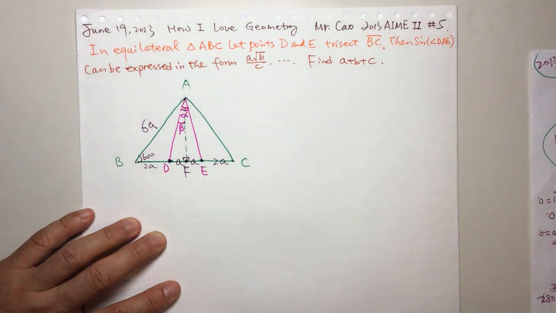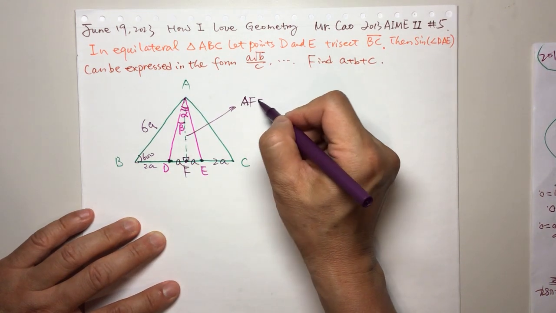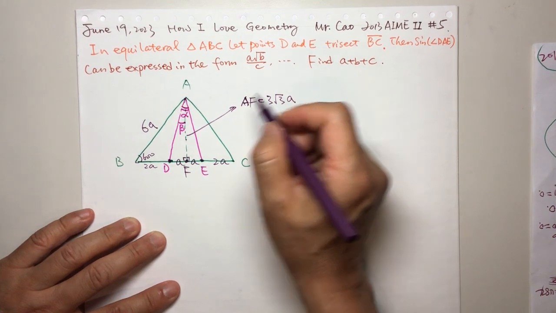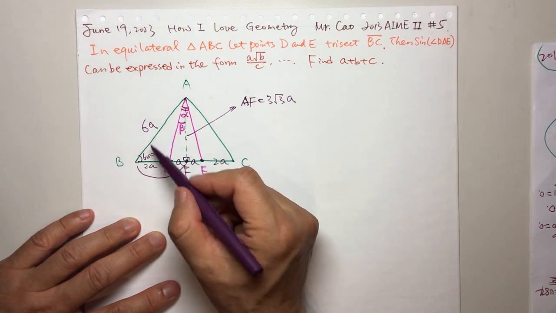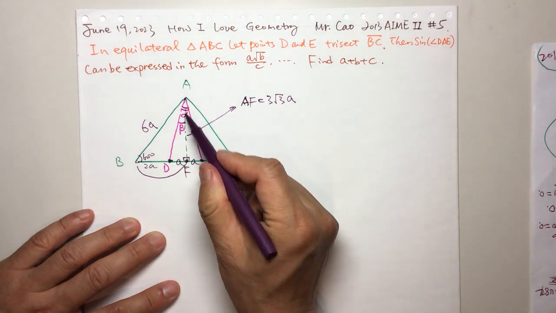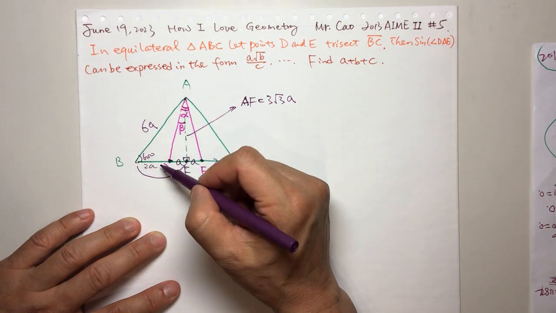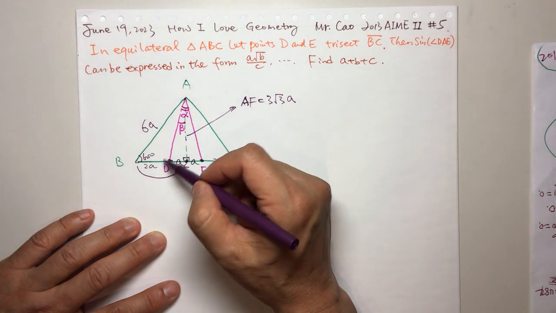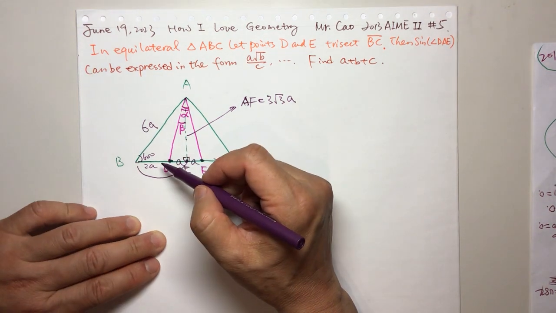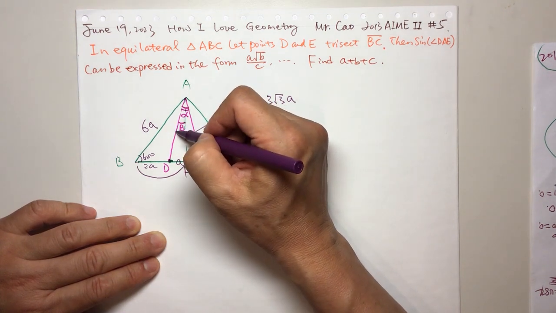So how much is AF? It will be 3 times square root of 3, because this is 3a. That's why I got 6a: a, 2a, a, 2a. That's half, so 3 square root of 3 a, right? And this is a, so how much is AD?